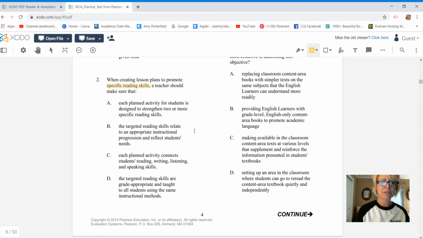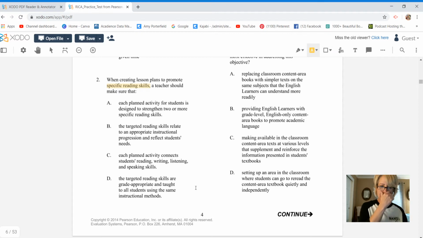B, the targeted reading skills relate to an appropriate instructional progression and reflect students' needs. Okay, this is a possibility. I like the fact that we're talking about an instructional progression. That means things build on one another in a systematic way, and that we're focusing in on what the students need. So I like this one so far. Let's check the others. Each planned activity connects students' reading, writing, listening, and speaking skills. Okay, that sounds a little overwhelming, and I want to go back to my question. We're focusing here on the reading skills. I don't want to wrap all these other things in. It's too broad, so I'm going to say no.